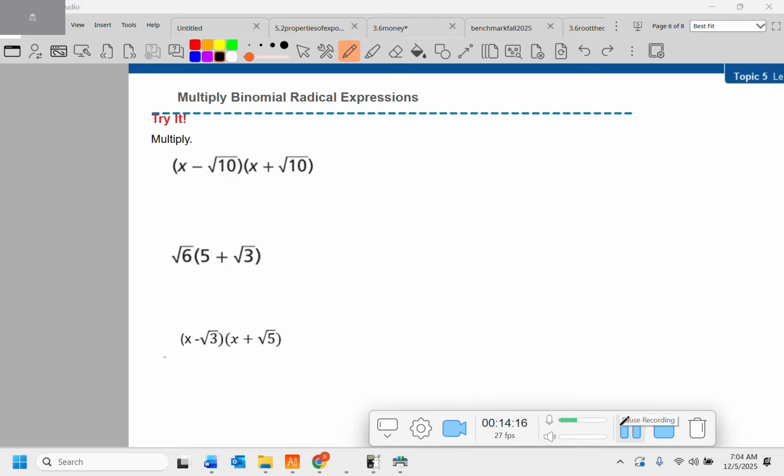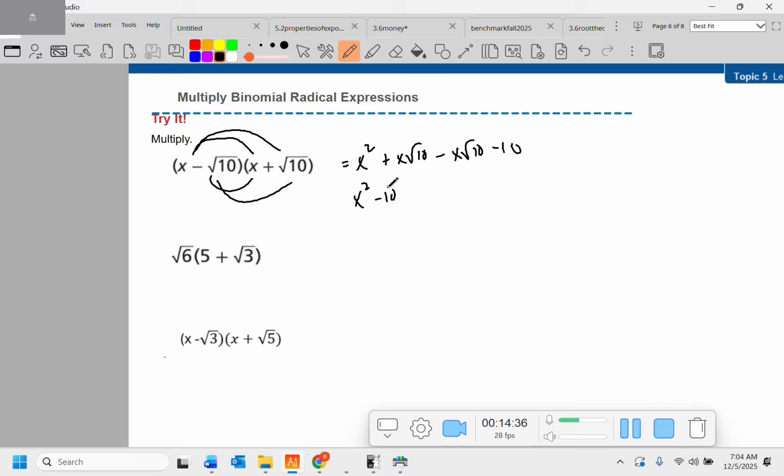All right, so whether you do the distributive property or the box method is entirely up to you. x times x is x squared. And we're going to have plus x root 10. Think about multiplication kind of like glue. You just stick things together. Minus x root 10. And a square root times itself is simply the number inside, so minus 10. This is going to give us x squared minus 10 when everything's said and done.